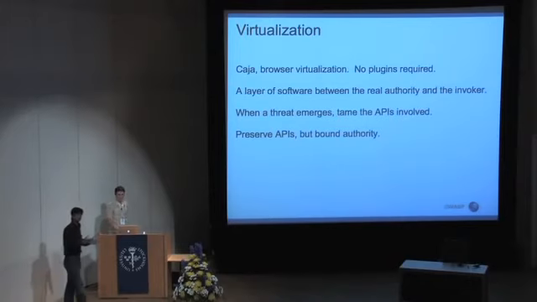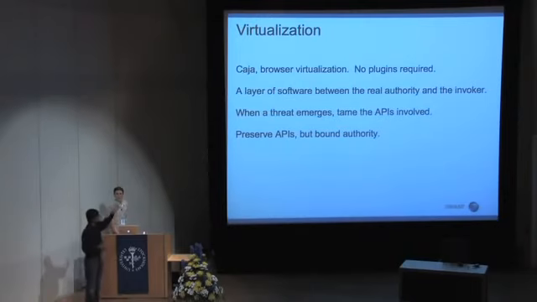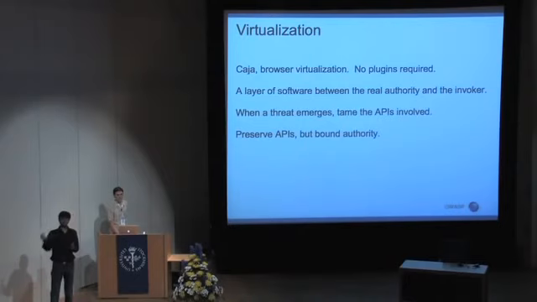This way, when a new threat arises, and you've heard a large number of different threats today, and I'm sure you're going to hear about more of them tomorrow, what you're able to do is re-implement that particular API, so maintain the API, but change the amount of authority that that API exposes to third-party code.